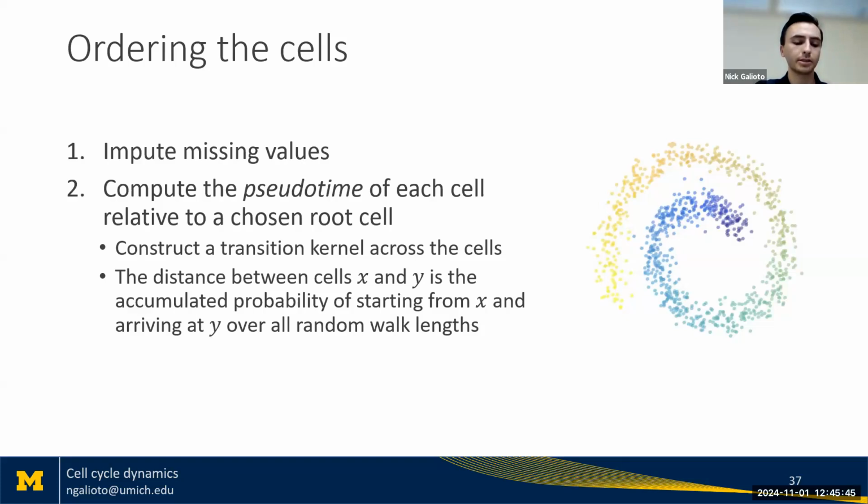And the way that it does this is that we use a Markov process, basically a random walk, and look at what is the probability of going from one cell to another cell, and then use that probability as a distance. And you can normalize that probability and put everything between 0 and 1, and you get this ordering of cells. The only thing you need is to specify the root cell.